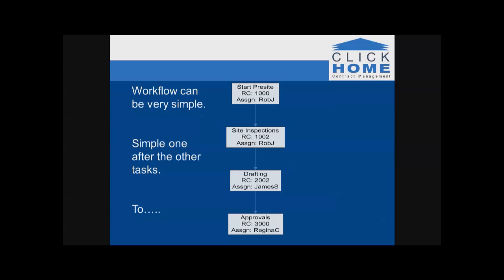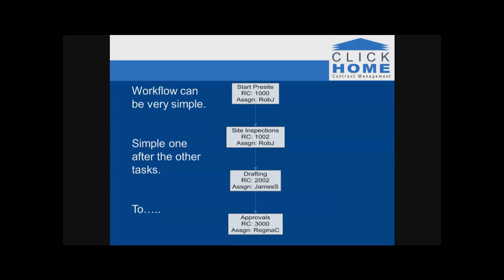So what we can see here is a task is made up of a name, a role code, and relationship to other tasks. So the workflow you can see here is very simple. It's linear. We go start pre-site, then we do site inspections, then we do drafting, then we do approvals. Very, very simple. And quite a lot of the workflow that you will design will be linear. So you complete one thing, you can do another thing. A classic example being I've sent the building license and then I received building license.